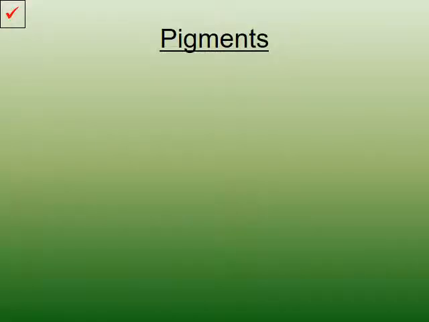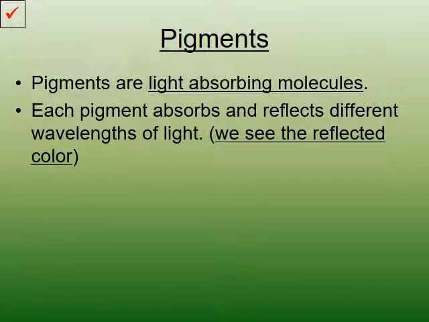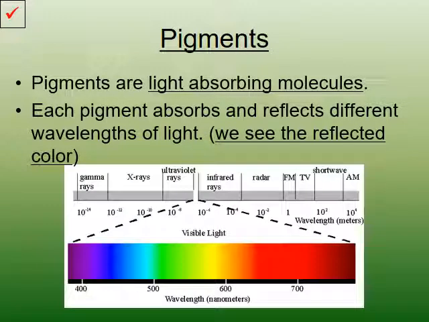Up next, we need to discuss pigment. Now what pigment is are light-absorbing molecules. Each pigment absorbs and reflects different wavelengths of light. And the wavelength that we see, the color that we perceive when we look at something, is the wavelength that is reflected.